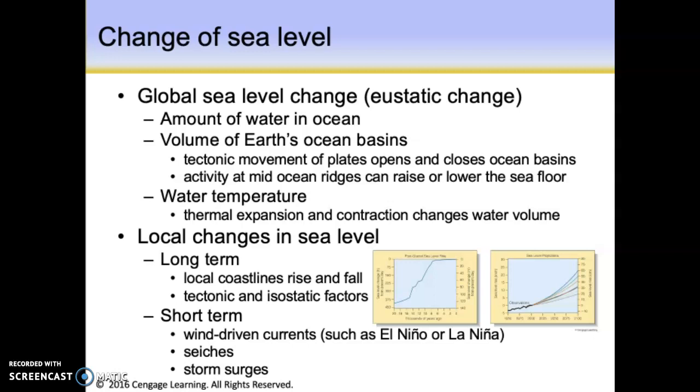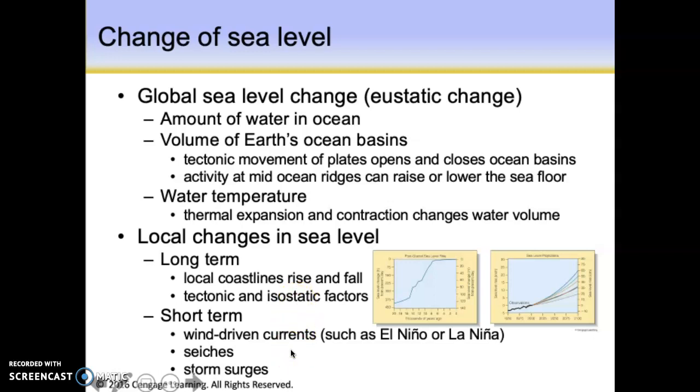The other way that we can look at sea level is what's happening locally. It turns out, even if it's rising or falling globally, there are some local effects that can cause it to rise or fall, either in tandem with what's happening globally or the opposite of what's happening globally. So local coastlines can rise and fall. We'll take a look at a few pictures of those in just a minute. And this happens due to tectonic and isostatic factors primarily.